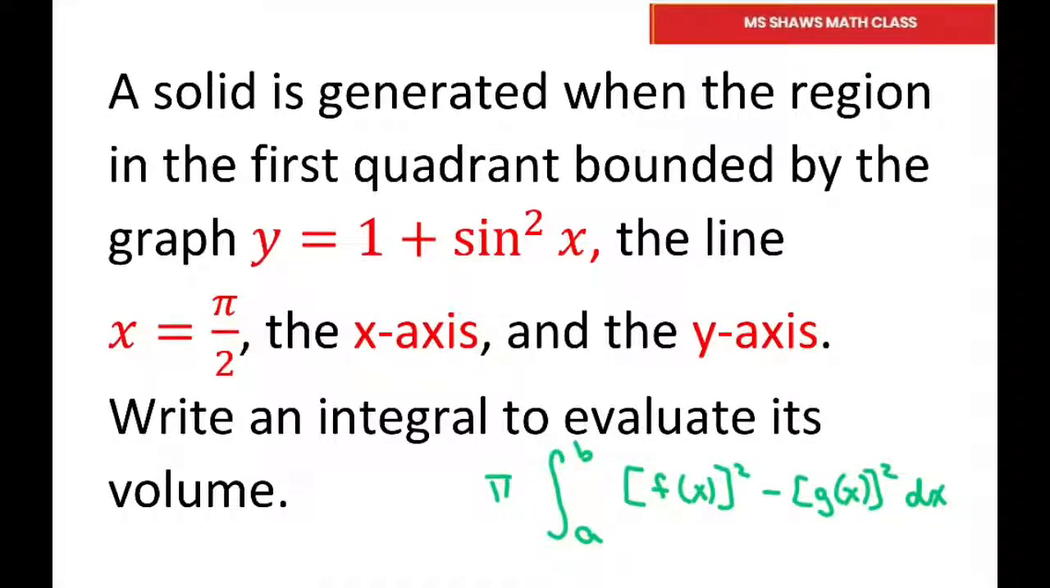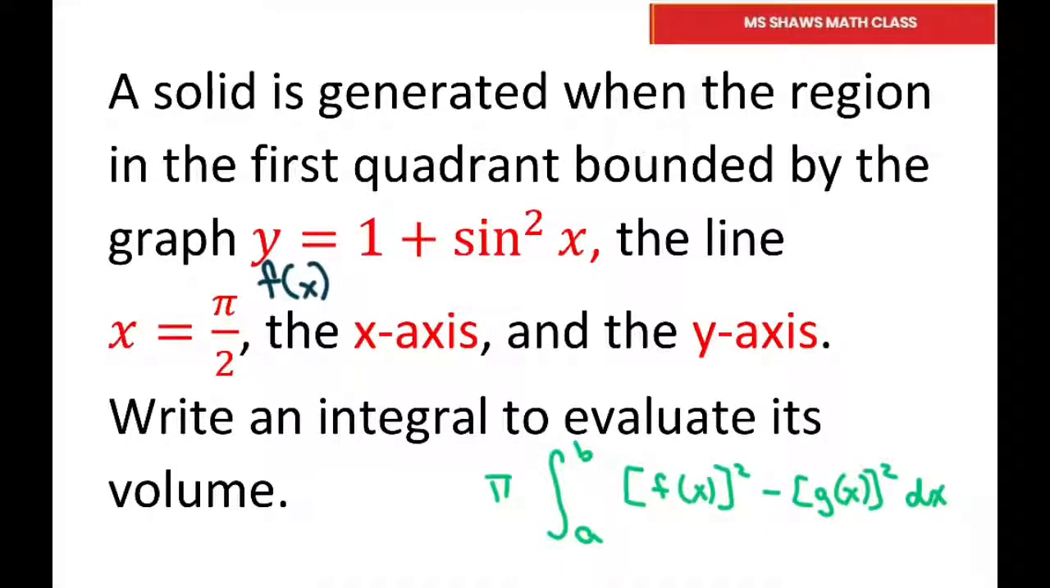Hey everyone! A solid is generated when the region in the first quadrant bounded by this graph, which we're going to call f of x, y equals 1 plus sine squared, and the line x equals pi over 2, the x-axis and the y-axis.